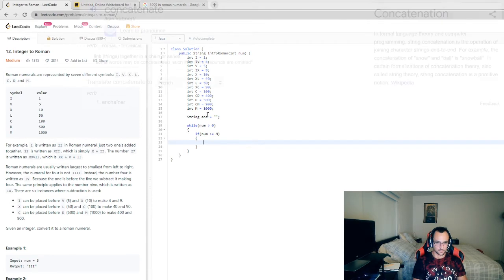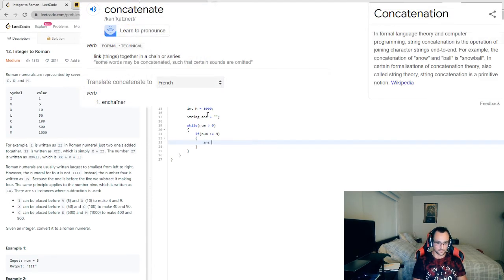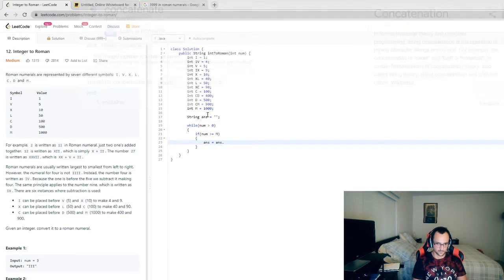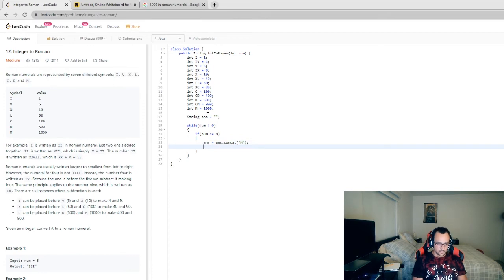then we concatenate M to the answer. So answer is equal to answer dot concat, and we're going to say M, the letter M. And then we're going to subtract, so num is equal to num minus M. And then we're going to do this for every single one of the Roman numerals, starting from the biggest Roman numeral to the smallest one.